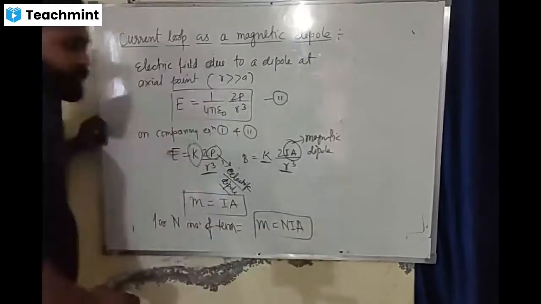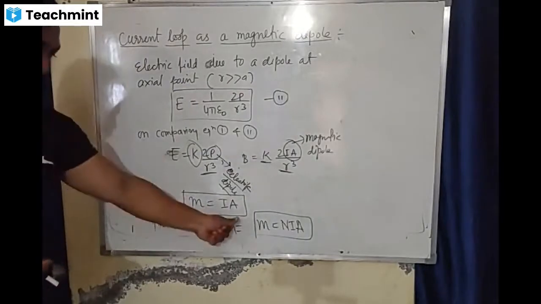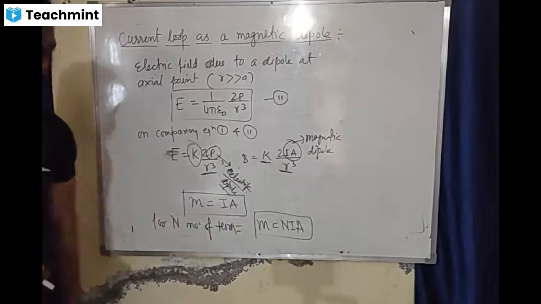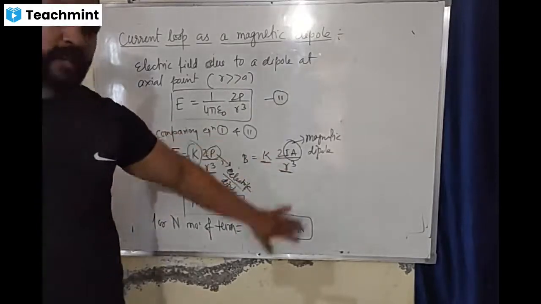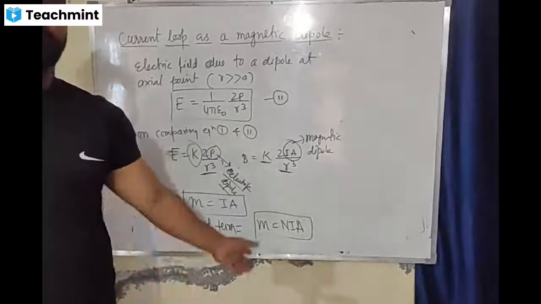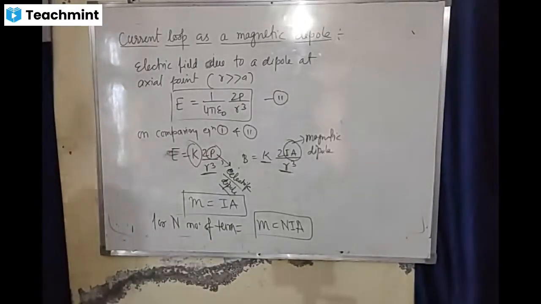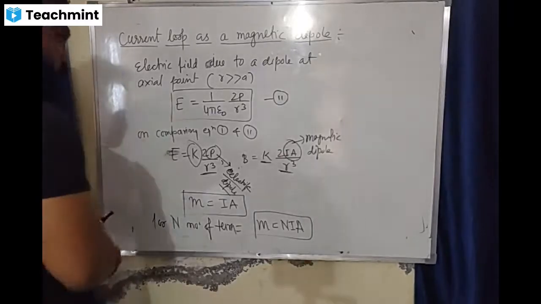Last day I told you that whenever we find the torque NIAB sin theta, we can write M instead of NIA. So the magnetic dipole moment is given by I into A for one turn, and if there are n number of turns, then the magnetic dipole moment is given by NIA. So from here we can conclude that the current carrying loop will behave as a magnetic dipole.